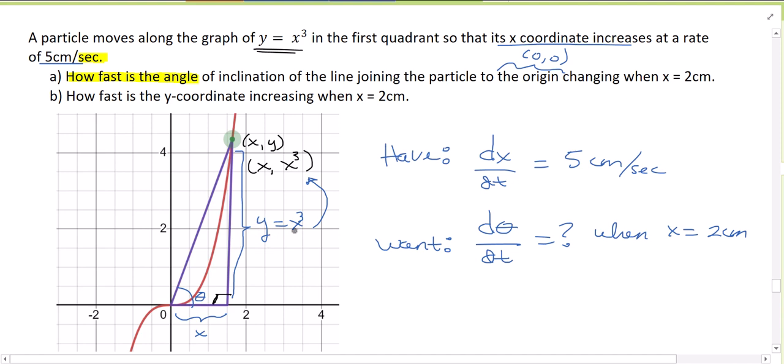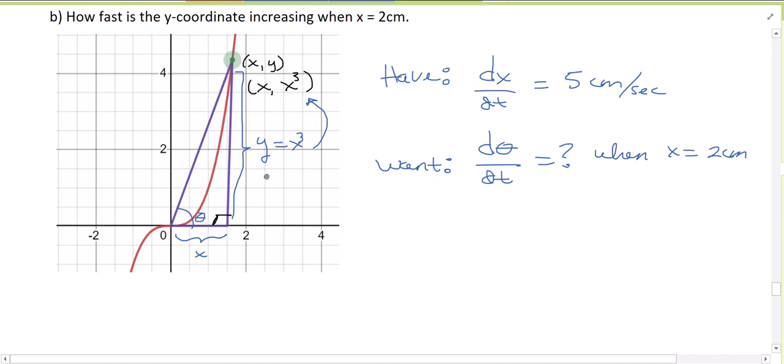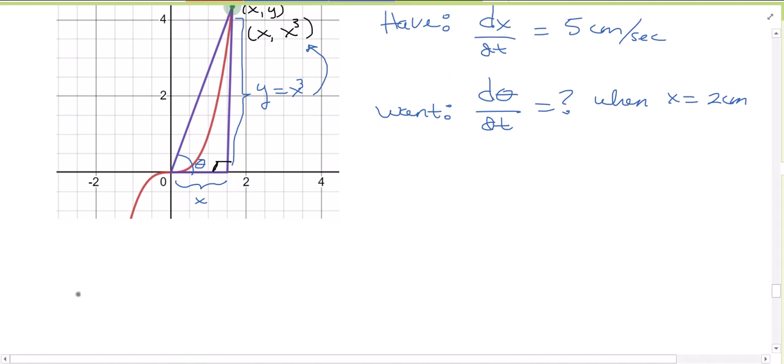Whereas I do know that y is equal to x cubed because this particle is moving along that curve. So let's use that. I have x and I have theta. So opposite, adjacent, and theta, that will mean tangent. So let's write that down. That means that tangent of theta, which is equal to opposite over adjacent, would be y over x.